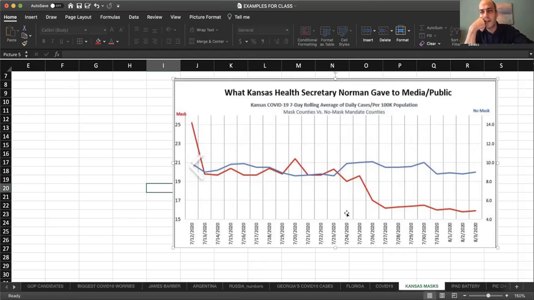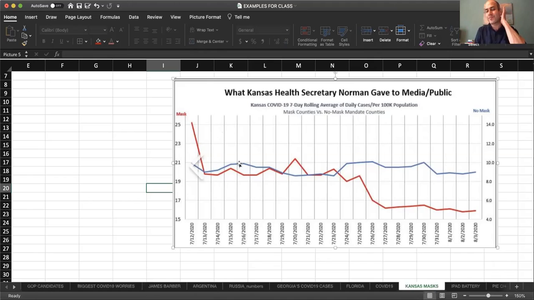Here there are two variables. I can see that in Kansas, these are the 7-day rolling averages. So it's the average of the 7 days, average of that week. And these are cases per 100,000 population. So how many daily COVID-19 cases do we see? And then here we have two lines. The red one is mask. It means the mask counties. So this is about the counties where there is a mandate to wear masks. And then there's the blue one. In the blue one, there's no mandate of mask wearing.